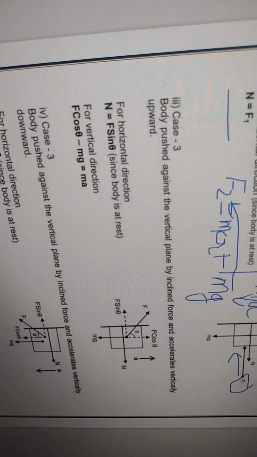when the body is pushed against the vertical plane by an inclined force. Earlier there were horizontal and vertical forces, two forces acting on the body, but now it is an inclined force and the body accelerates vertically upward. So it is accelerating upwards, and in the downward direction it will be MA.